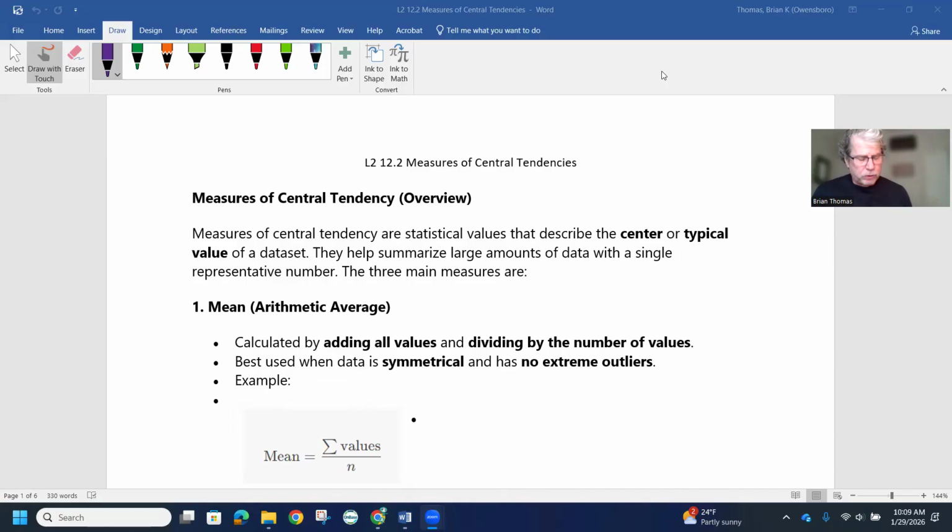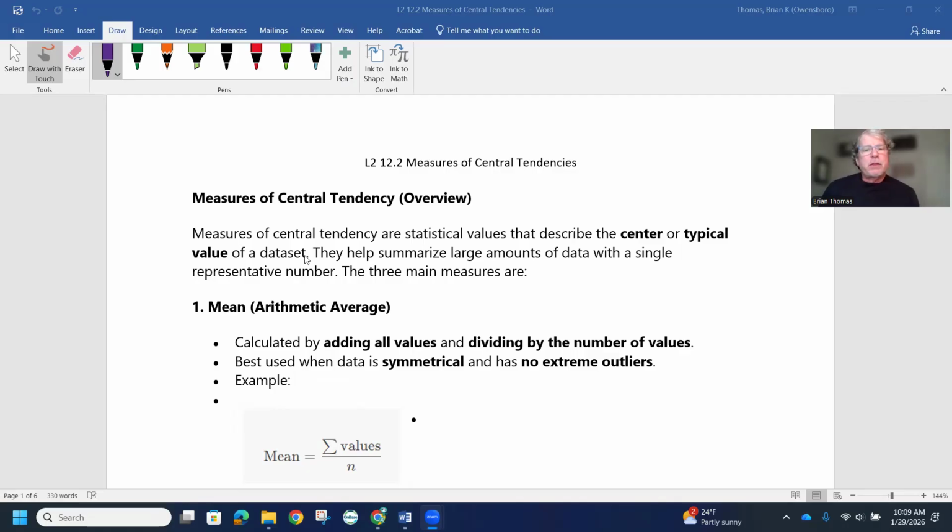So as we continue into statistics, one of the big topics you'll come across is what's called measures of central tendency. There are mainly three that we deal with, and those central tendencies apply to the middle. The measures of central tendency are statistical values that describe the center or typical value of a data set. A typical value kind of means average, if you will, there in the middle.